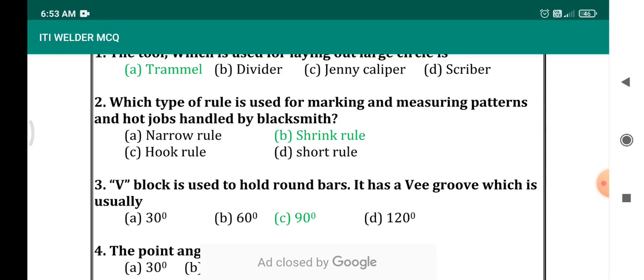Next question. The V block is used to hold round bars. It has an angle. It's a very simple question. The angle is 90 degree.